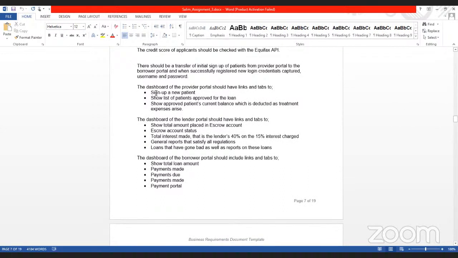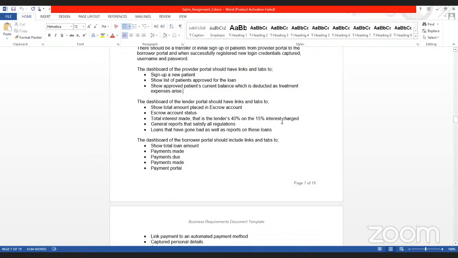So the dashboard of the provider portal going forward should have a way to sign up the new patient, a list of patients approved for the loan, and show also the approved patient's current balance, which is deducted as treatment expenses arise. That is because although it's one procedure, it could be broken down into various procedures in one. So maybe after the first procedure, something is determined, and so the patient may not need the next procedures due to some reason that may occur.